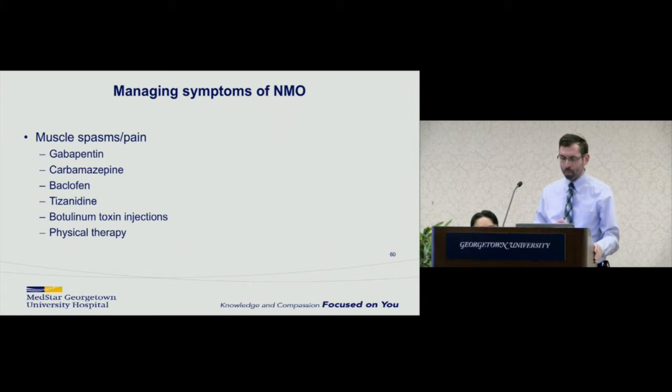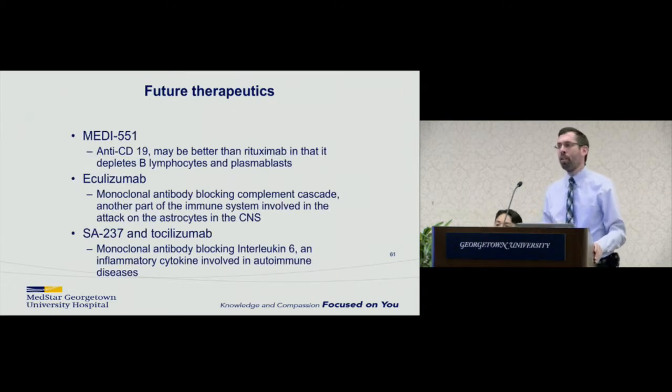A lot of research is being done on NMO, so I'm not going to go into a ton of detail about this, but there are a lot of trials going on across the country in NMO. A lot of these are looking at drugs that are similar to rituximab. MEDI551 is a little similar to rituximab, but it depletes other cells besides lymphocytes, something called plasmablasts. Plasmablasts are actually the cells that make the antibody. So the hope is by depleting those cells, that will help prevent attacks.